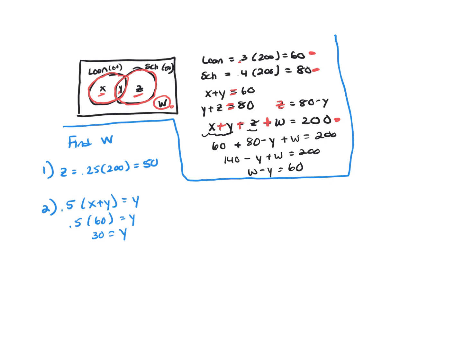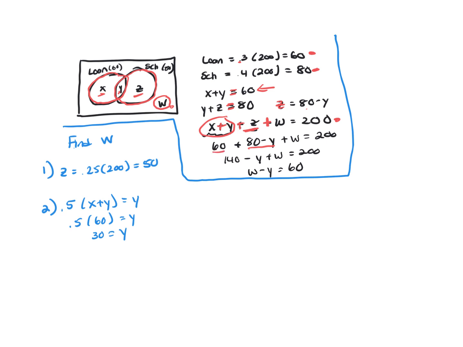Okay, and then I know X plus Y is 60, so I substituted in, that's 60. And I know Z is 80 minus Y. I'm just trying to eliminate a variable. We already had X plus Y. I'm trying to get down to 2 variables instead of 3. So Z was 80 minus Y plus W equals 200.